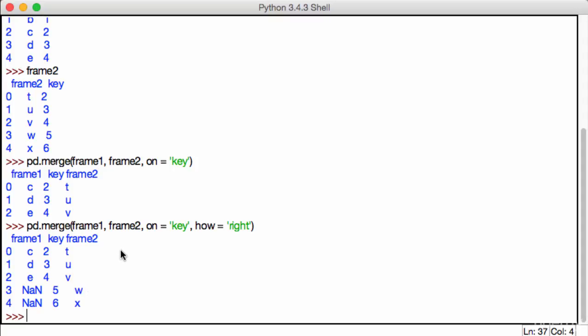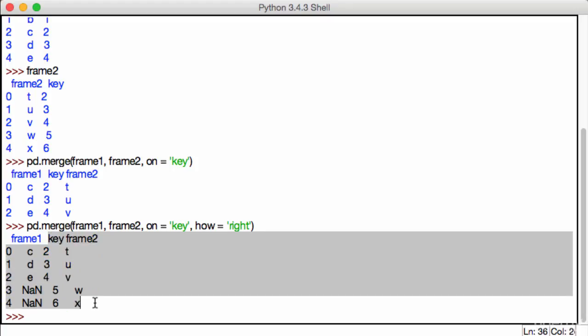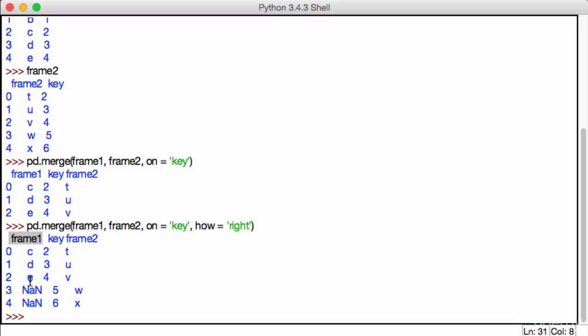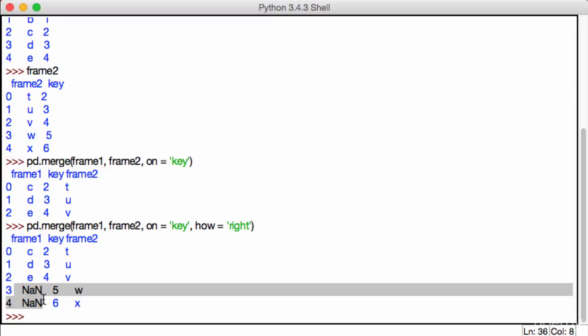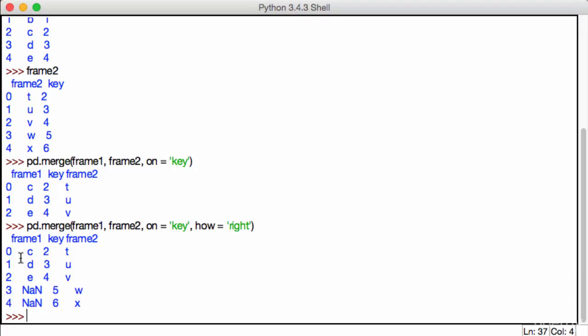So when we specified how is equal to right, we basically said keep frame 2's values the way they are, don't change them. If frame 1 doesn't have those values, then go ahead and put null. So that's exactly what it's done. It's taken frame 2 to be that superior frame, hasn't changed anything about it, but it has changed frame 1's value. Since frame 1 didn't have a key of 5 and 6, that's why None and None are there.